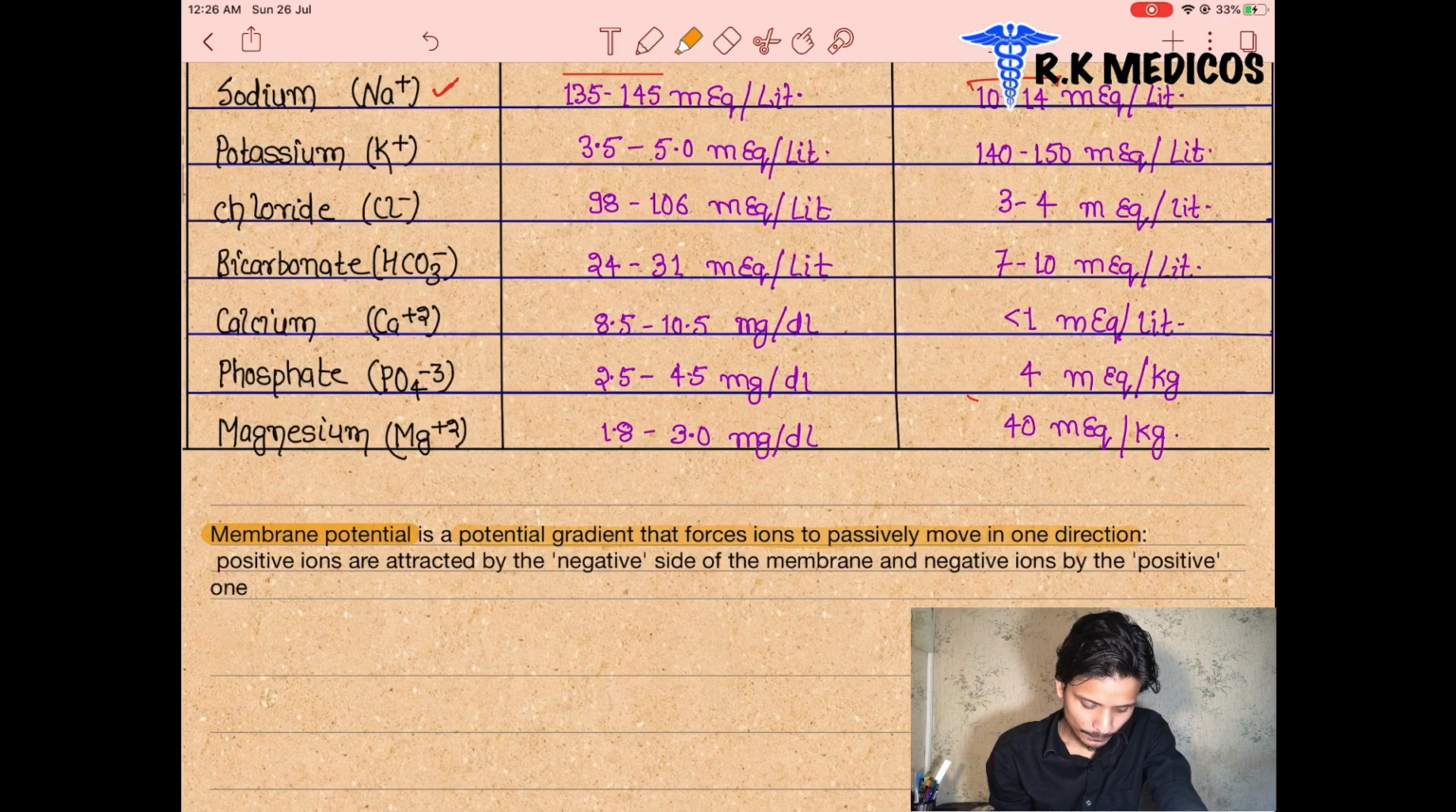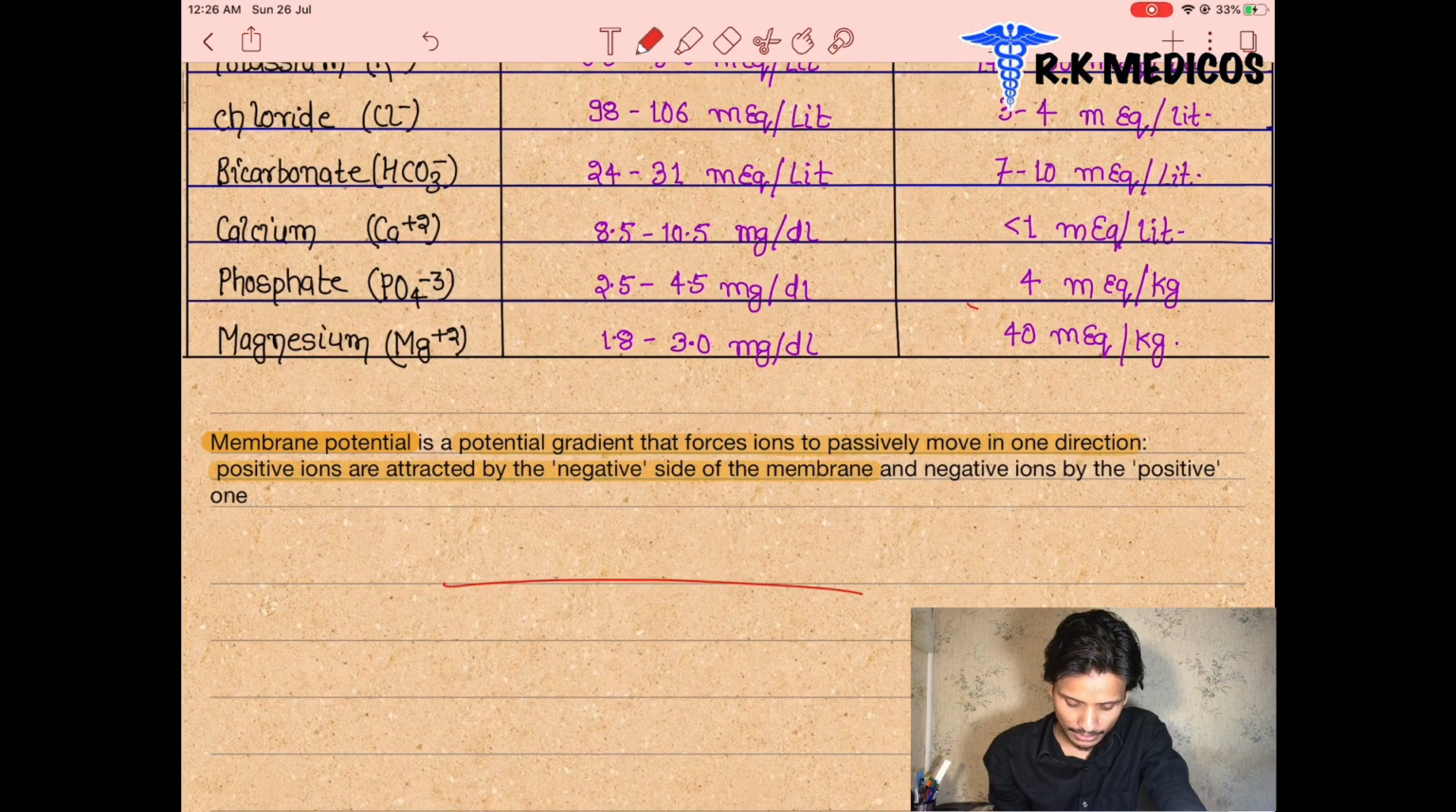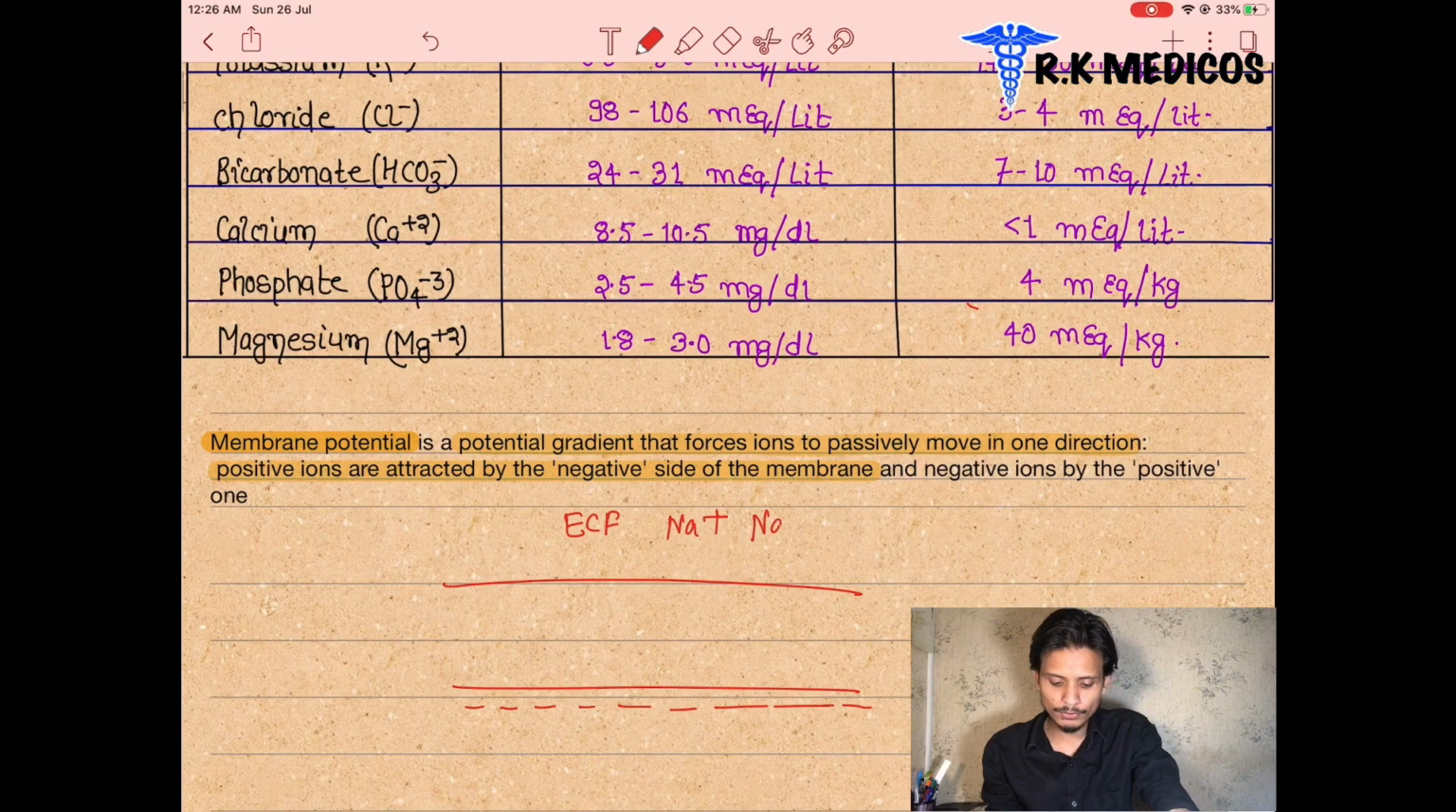We can see the positive ions are attracted by the negative side of the membrane. Suppose there is a membrane and the membrane is negatively charged. It means it attracts the extracellular fluid containing positive charge. Which positive charge is higher in the extracellular fluid? Sodium is basically higher in amount in the extracellular fluid. They are going to be attracted here, and this is called the potential gradient.